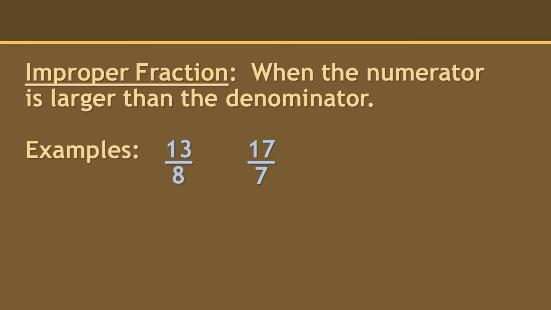An improper fraction is when the numerator is larger than the denominator. So here's some examples. We see 13/8, and we also see 17/7. So these are improper fractions when the numerator, the top number, is larger than the denominator. And an improper fraction is a fraction that is not in its lowest or simplest form. I want you to remember that. We're going to be coming back to that in just a bit.